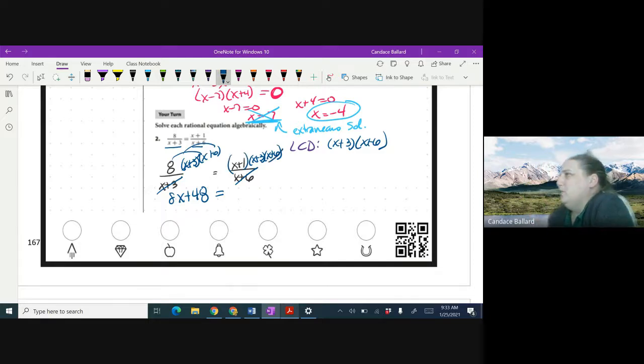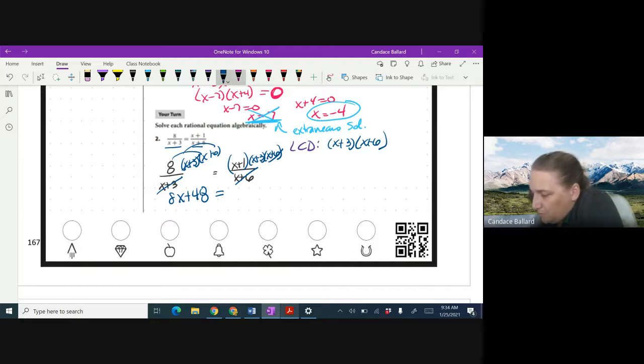So what do I have to do here to multiply x plus 1 times x plus 3? What do we have to do? Oh, Juliana, nice. We're going to FOIL that, right? Because it's a binomial times a binomial. Oh, here they all come. FOIL, FOIL, FOIL. Good job.